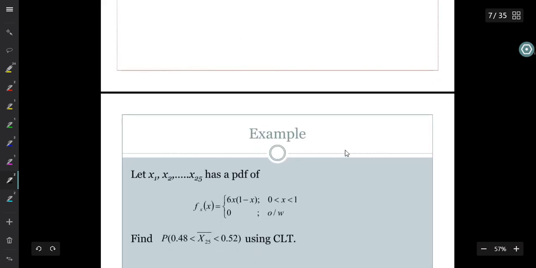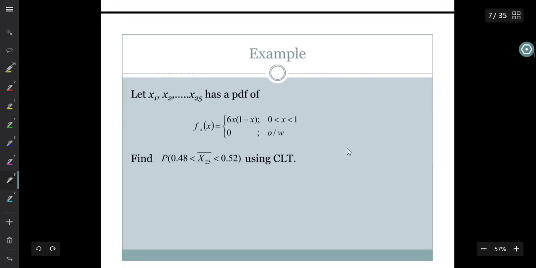Now let's look at an example. Suppose you have a random sample of size 25. This is exactly 25, so we can assume that this is large enough and you can apply the central limit theorem. It has the PDF given in the statement with the support x from 0 to 1. We want to find the probability that the sample mean of these 25 observations, that is x bar 25, is within 0.48 and 0.52 using the central limit theorem.